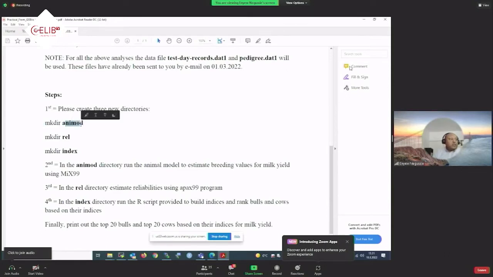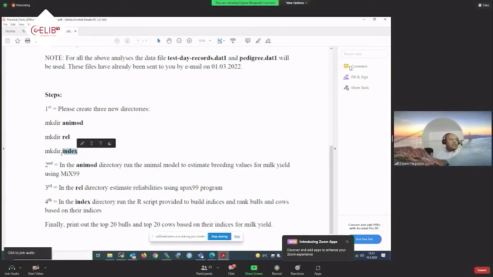Make a directory called animal model, animod. It is here where we are running the animal model breeding value solutions. Or if you have already estimated the parameters, just identify that you have the solutions there. Make another directory called rel, for reliability estimation. This is where we use APAX 99 to estimate reliability.